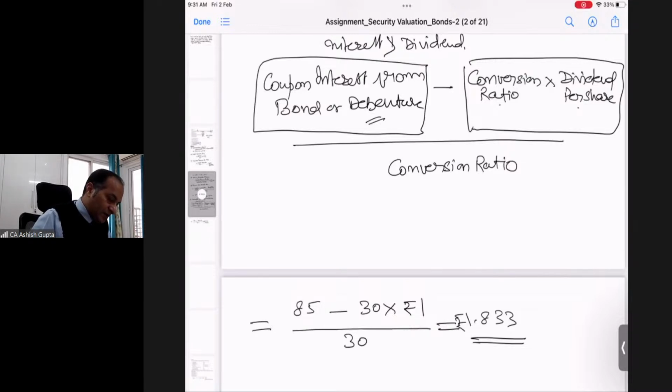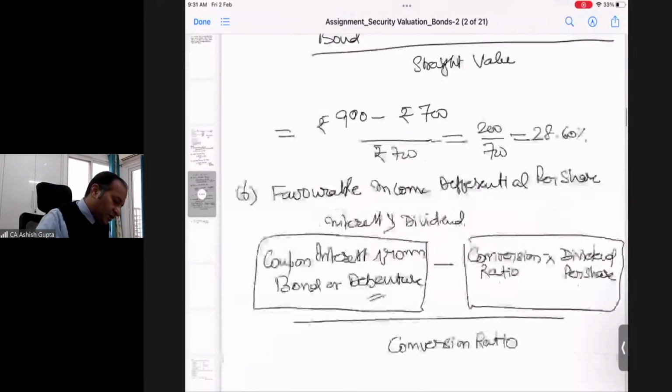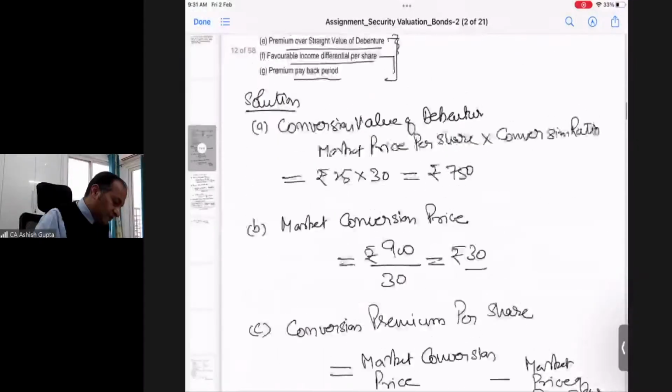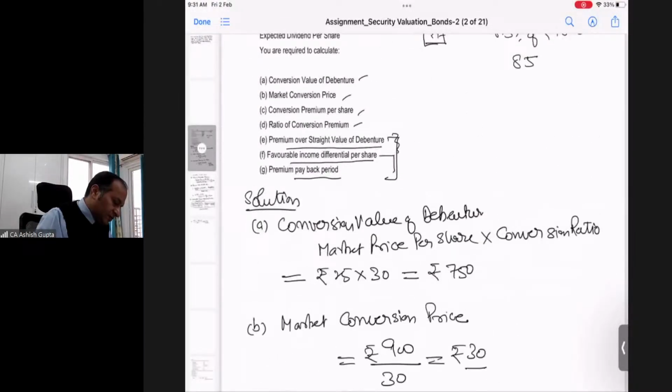Next term comes premium payback period. I'm just coming to the last term. Premium payback period.